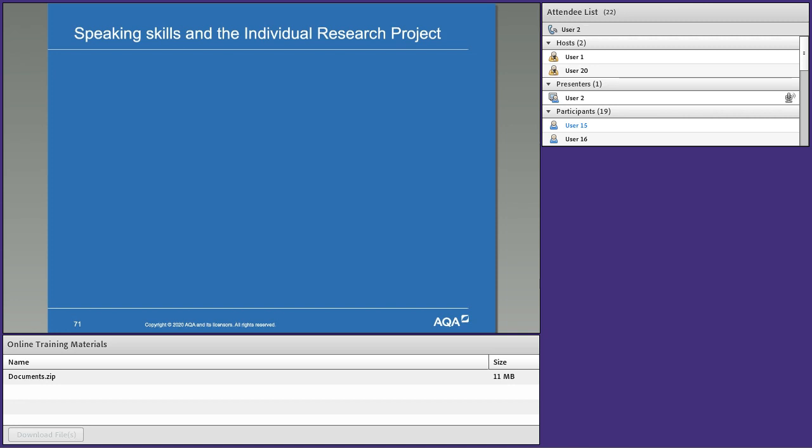Someone's just asked there, why are there no changes to A-level speaking in the light of COVID-19? That was an Ofqual decision. I'm afraid that's nothing that I can sort of reply to, I'm afraid.